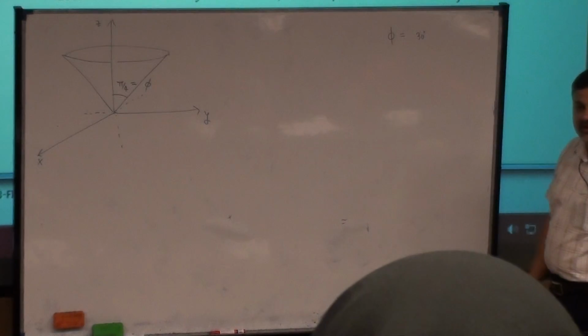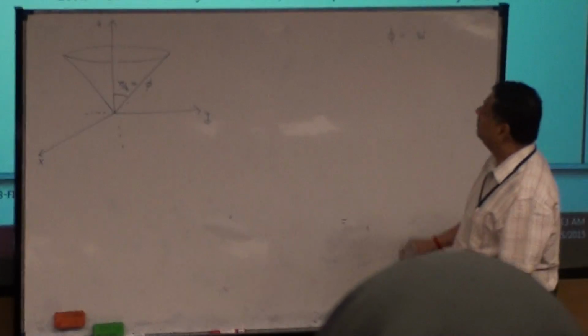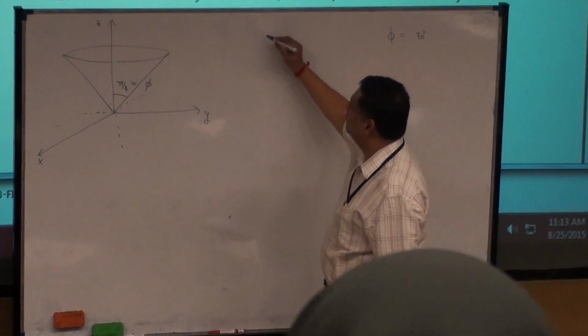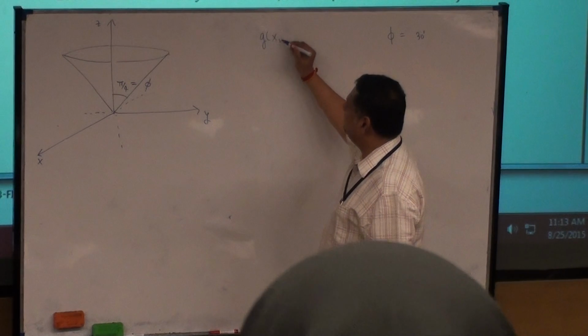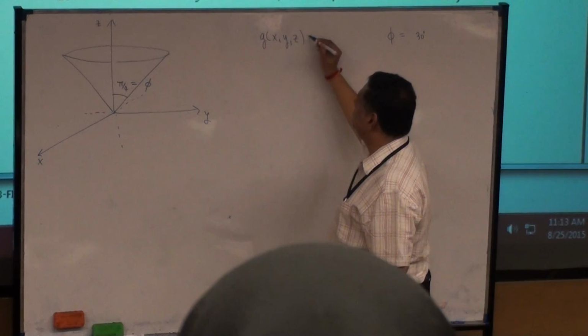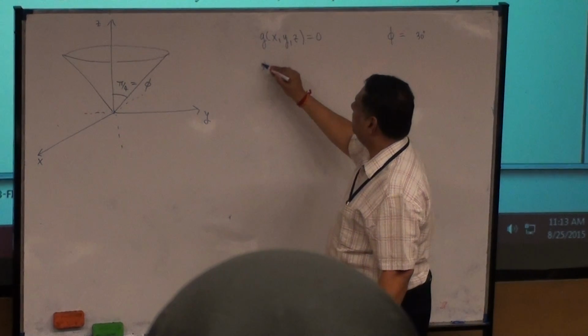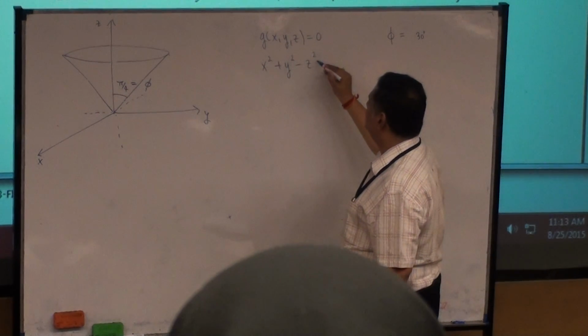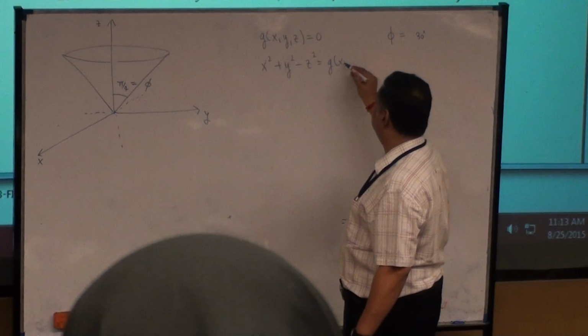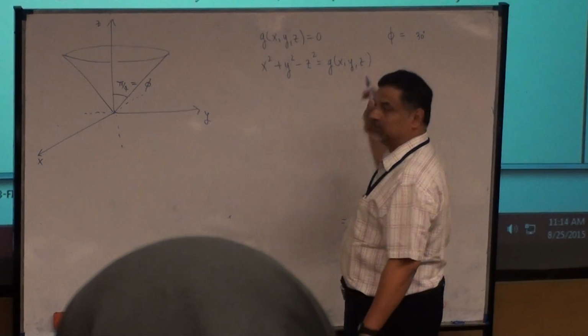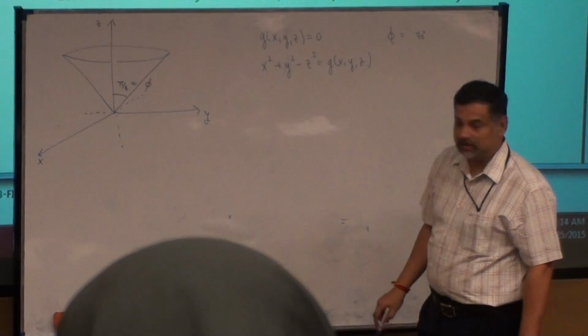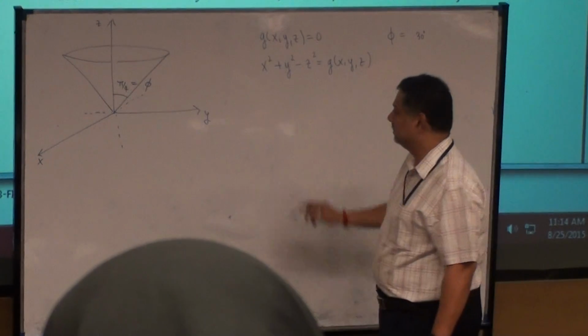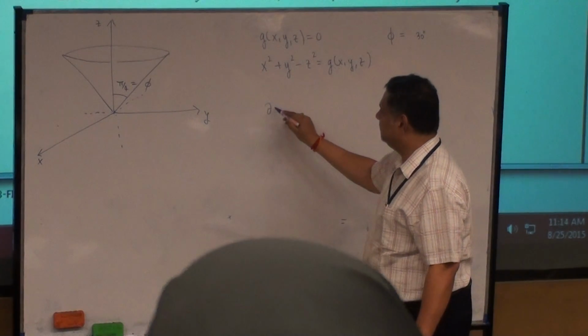Alright, so let's find out the equation of the tangent plane. For that, you need to write this down as g of x, y, z equal to 0. So we have x squared plus y squared minus z squared equal to g of x, y, z. So we need to find the gradient vector of g.